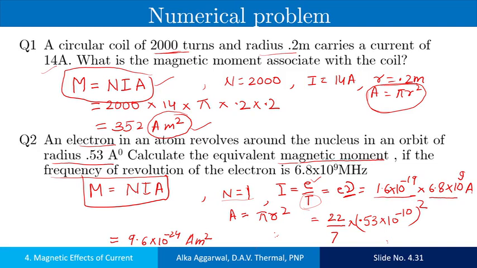Area is pi r square, and the value of r is 0.53 angstrom, and 1 angstrom is 10 to the power minus 10 meter. So the area is this one. Substituting all these values, you will get the answer.